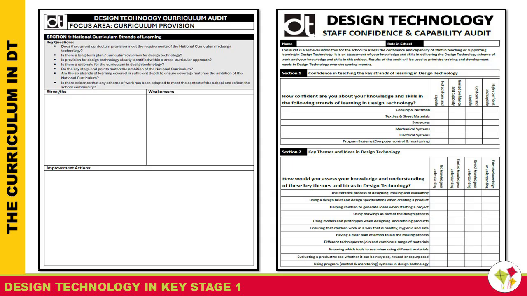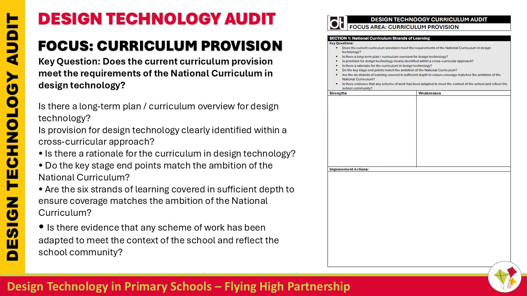Research has shown that staff subject knowledge and the confidence to teach the curriculum content is the biggest barrier to effective teaching and learning in design technology. For those of you choosing to use the curriculum audit, Section 1 covers the content from this first section of the presentation, including curriculum provision linked to the 6 strands of learning in design technology.